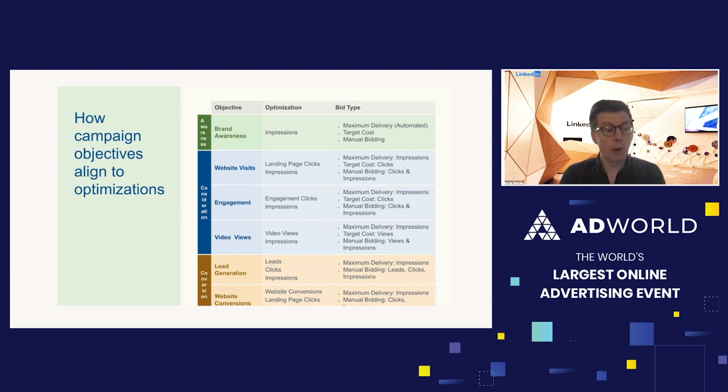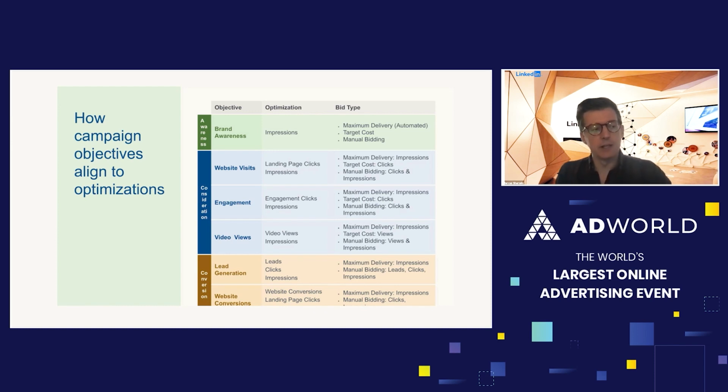And then finally is website conversions. So this would be optimizing clicks that are not lead gen campaigns, but where the user is leaving LinkedIn to land on the landing page and filling in their details there. It would be maximum delivery on impressions, manual bidding on clicks. So these would be the main differences here. Yeah, so these are the main objectives.